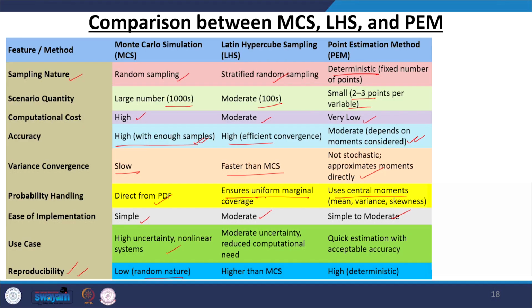In Latin hypercube, the probability will be a little bit higher because the intervals are the same. So maybe it is not 2 or 3, it may be 50 or 40. So it is higher than Monte Carlo simulation. But for point estimation, it is deterministic because it will concentrate on its location, mu plus some constant beta times sigma. So whenever you do the calculation, you will always get only those 2 points. So that is a more deterministic result.